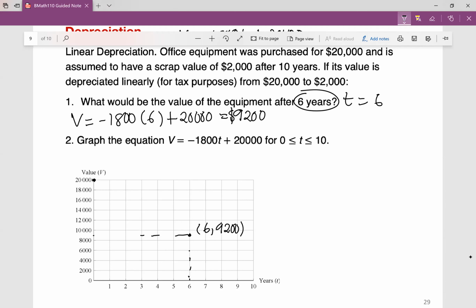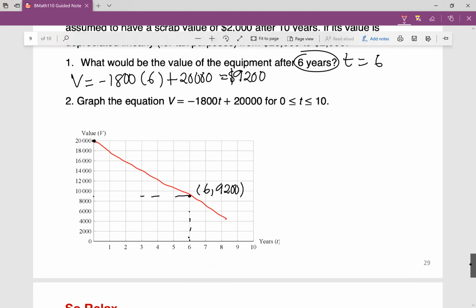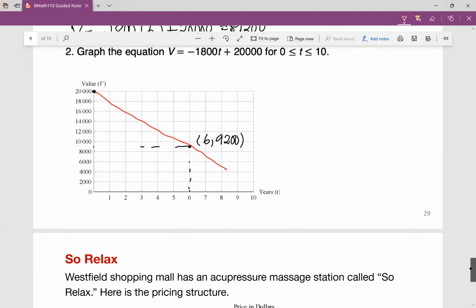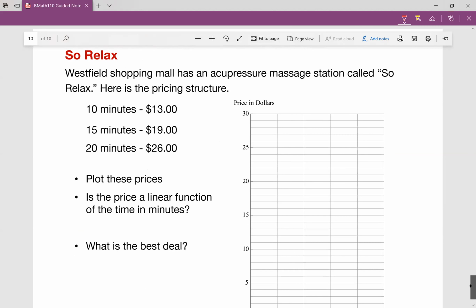Use another color. Let's see, red. Not a good line, but imagine it is a line. Okay, so that's the graph of the equation. Let's move down to the last page.